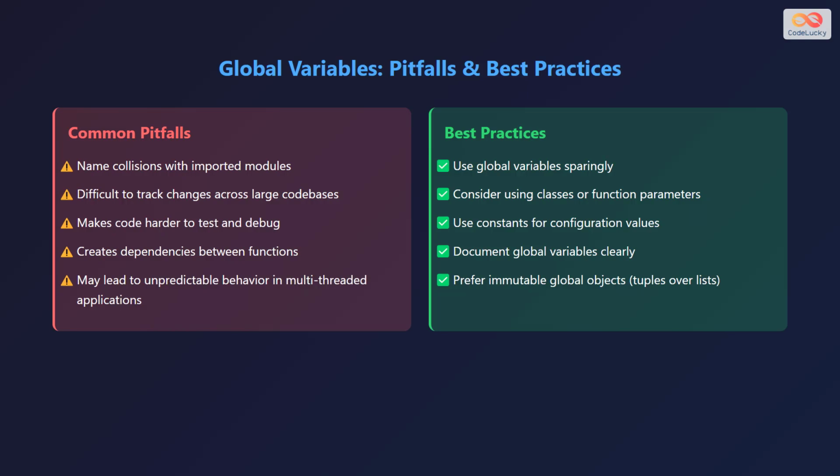To mitigate these issues, it's best to use global variables sparingly. Consider using classes or function parameters to pass data instead. Use constants for configuration values to avoid accidental modification. Document global variables clearly to make their purpose and usage clear, and prefer immutable global objects like tuples over lists to prevent unintended changes.